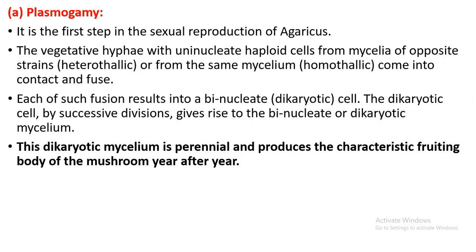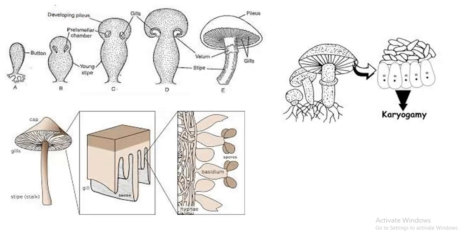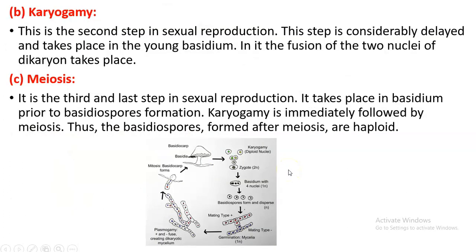First, the plasmogamy or somatic fusion will be happening between two opposite strains. Actually, you need not worry about this drawing. It will not be asked. Just for your understanding, a button-type or pinhead-type structure will be slowly differentiating into a basidiocarp. Just show this, then zoom in. At the tip of the gills, you can see basidium. So what will happen? Karyogamy will be happening. Then that will lead to the formation of sterigmata and then basidiospores. This is the basidium within which karyogamy happens, then basidiospores. So karyogamy, then meiosis.